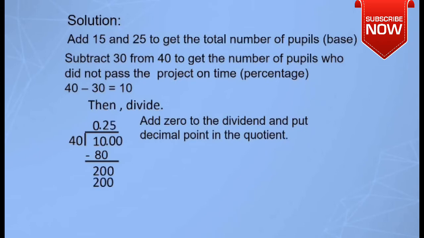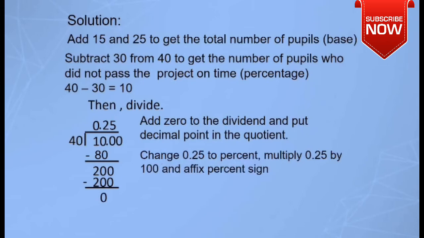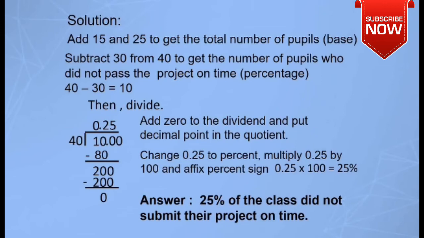5 times 40 equals 200. Subtract. The remainder is 0. Our quotient is 25 hundredths. Change 25 hundredths to percent. Multiply 25 hundredths by 100 and affix the percent sign. 25 hundredths times 100 equals 25%. Therefore, the answer is 25% of the class did not submit their project on time.